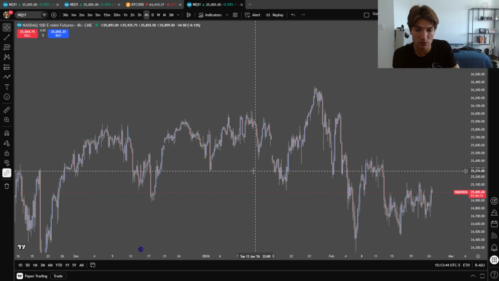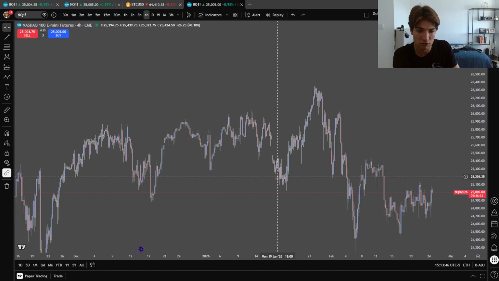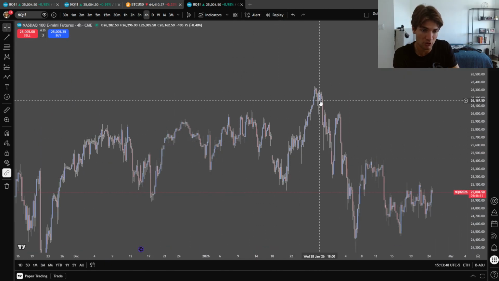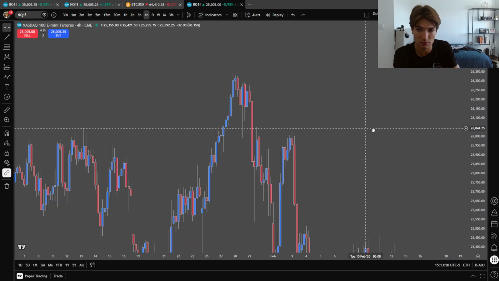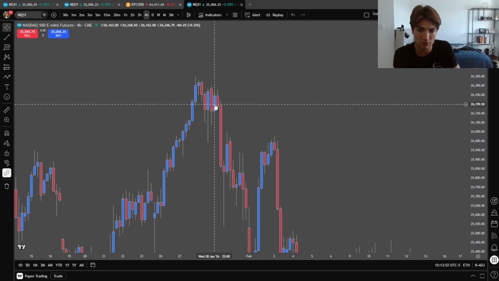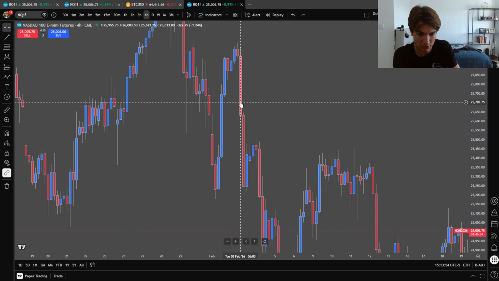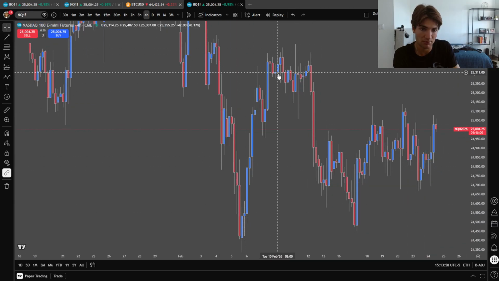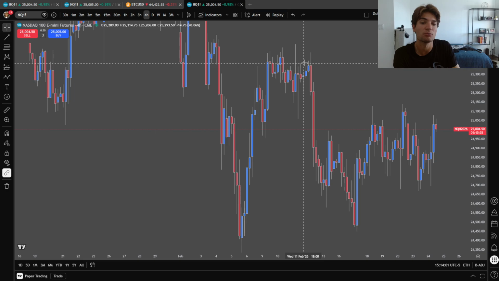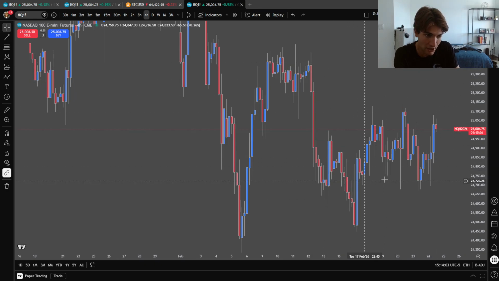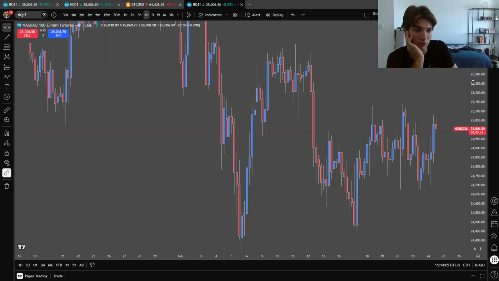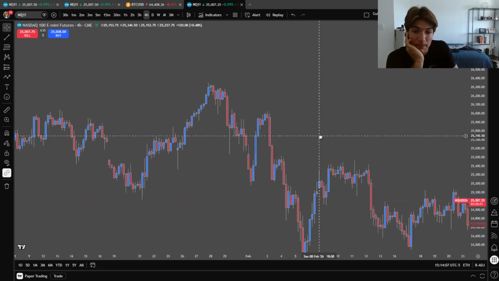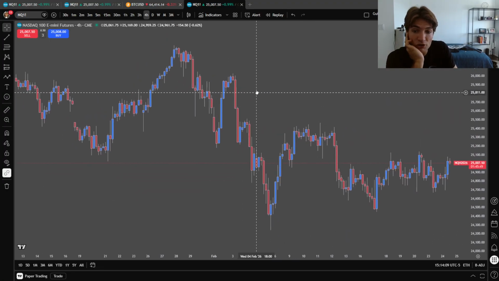Exact same thing. What do we see? Chop, chop, chop, chop, move. Chop, chop, chop, chop, move. Chop, chop, chop. As you can see, there's literally a perfect barcode right here. Barcode, barcode, barcode. Move down. Move up, move down. Move up, barcode, barcode, barcode, move down. And then now we're trading within a barcode lately. So there's your barcoding.